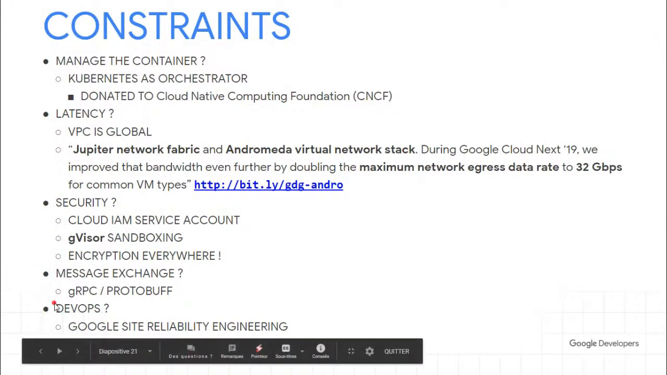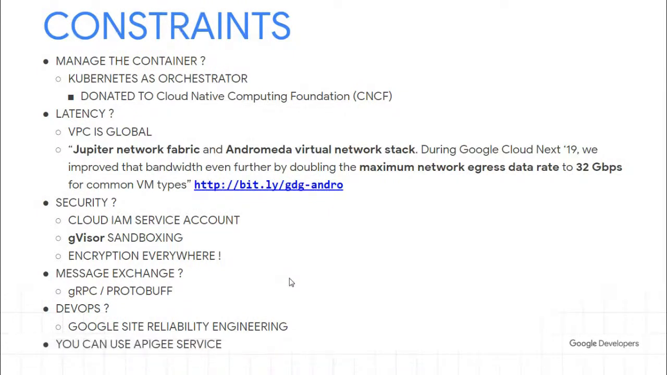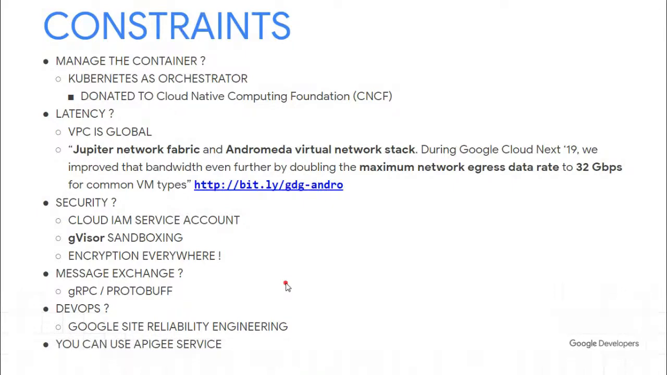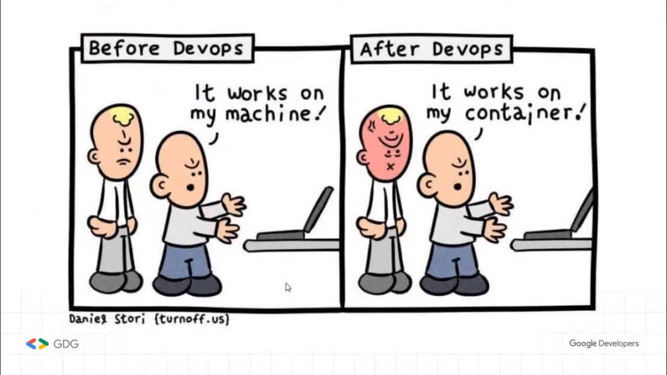And then you have DevOps. Everyone hears about DevOps, developer operations. Simply, Google gave the new concept called Site Reliability Engineering, SRE, which is a set of rules that teaches you how you are going to deal with failure, with your reports, with your monitoring, and so on. And if you want to use a service made by Google, you can use Apigee, which is a service that can handle your APIs. Okay. In the past, you know this joke, when it doesn't work, he will tell you, no, it worked on my machine. Now he will tell you, no, it worked on my container. So just a joke.